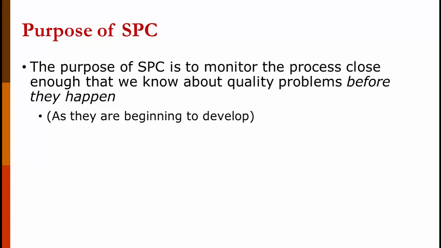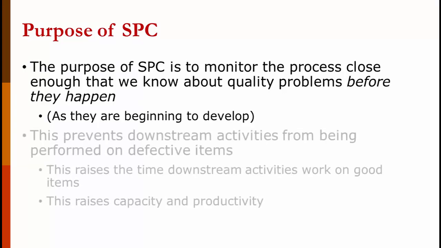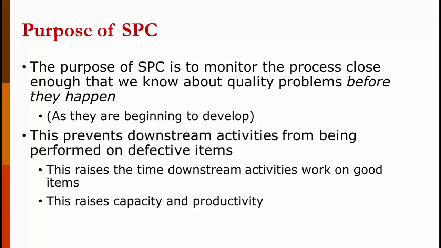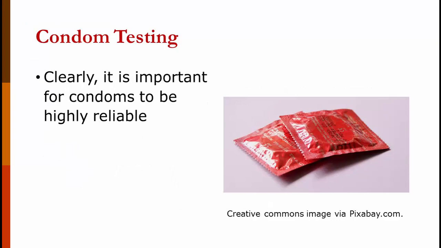If you're supposed to be drilling a hole 1 inch plus or minus 1/10 of an inch, you want to watch the process and see if the mean drifts so that you can correct the problem before it exceeds the customer specifications. In other words, you want to spot problems as they're beginning to develop, but before they become a big enough problem that your customer would bother with them. This prevents subsequent activities from being performed on an item that you're going to end up judging to be defective. So all of your downstream activities are being performed on good items. This raises your productivity.